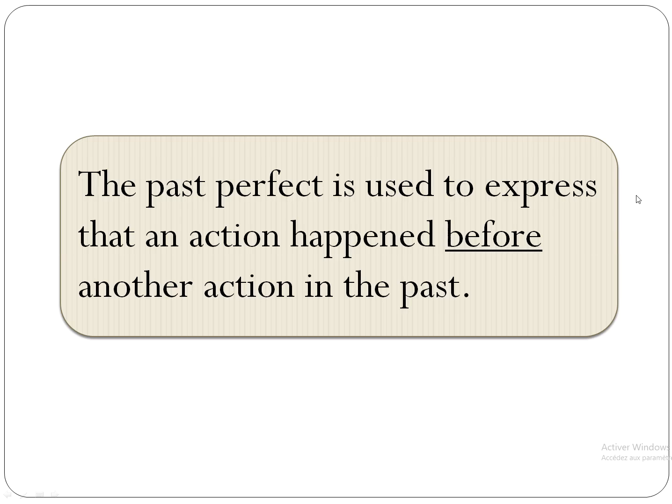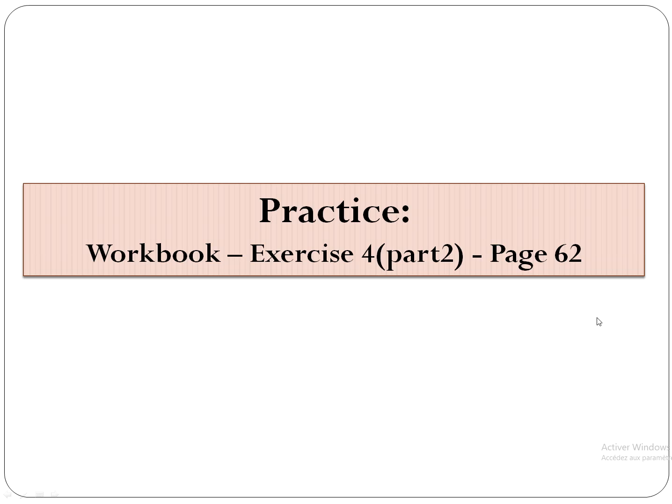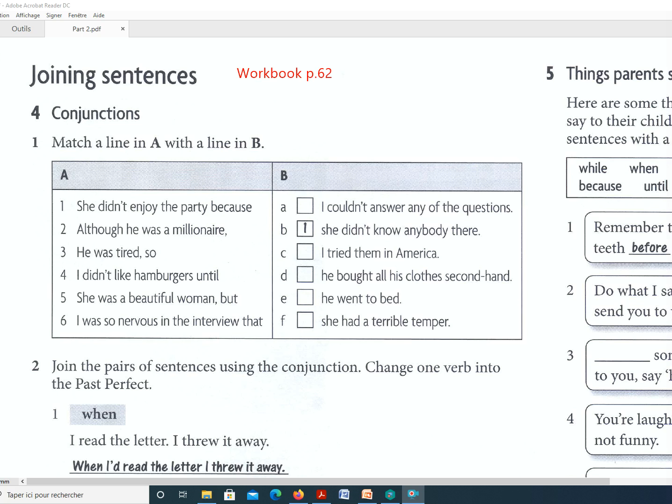So we basically use the past perfect to express that an action happened before another in the past, right? The past perfect is used again to express that an action happened first, before another action in the past. As a way of practice, we are going to go to the workbook now and do together exercise number 4, part 2, on page 62.